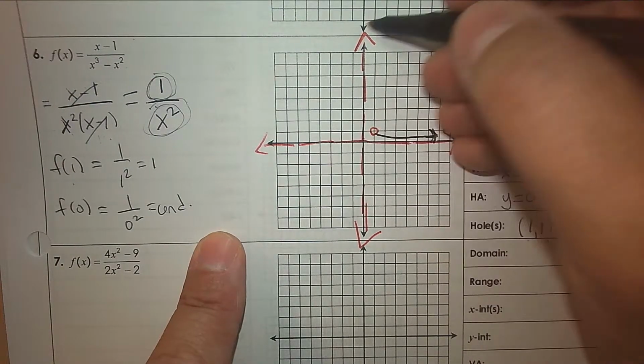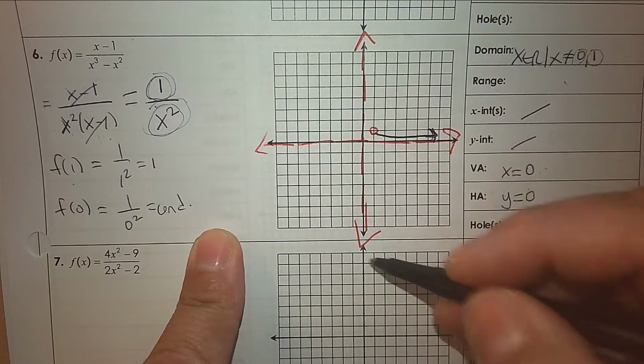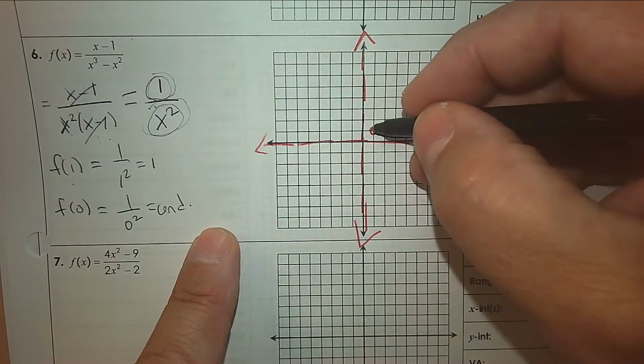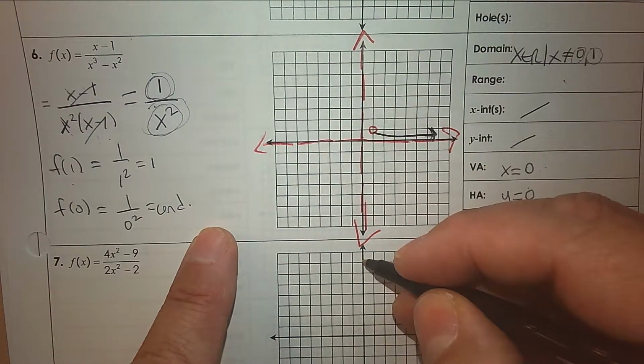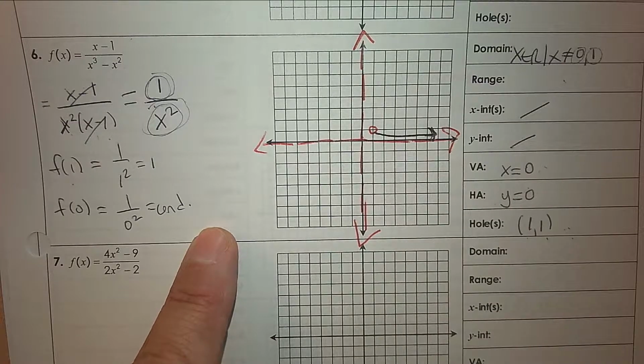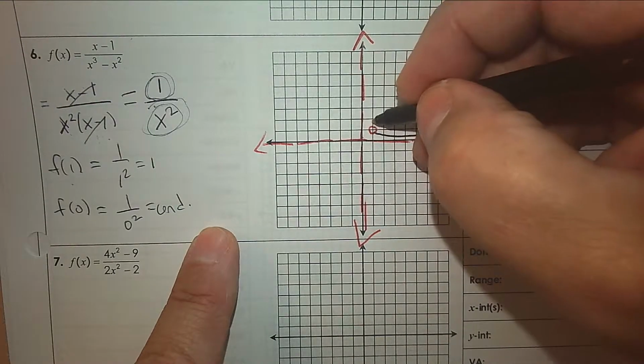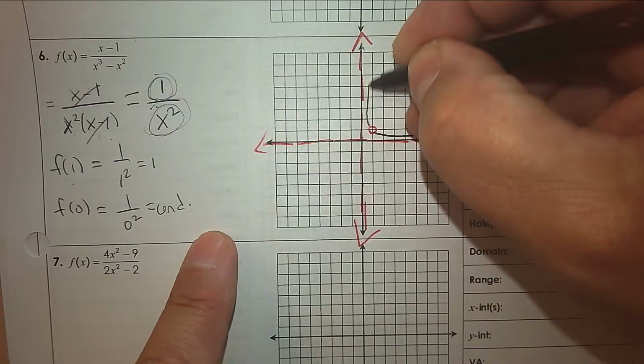What's the behavior at the vertical asymptote? It's either going to go up forever or it's going to go down forever. So what's going to happen in this case? Good. So it's above the horizontal, right? It's going to go up forever.